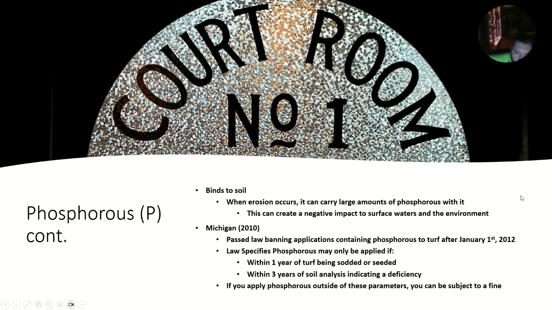And then phosphorus binds to soil pretty well. So when erosion occurs, it can carry a large amount of phosphorus with it. This can create negative impact on surface waters and the environment. And you'll notice a lot of algal blooms from the phosphorus, and that's probably one of the main reasons for Michigan making a law in 2010, which was passed banning the applications of phosphorus to turf. That law specifies that phosphorus may only be applied if within 1 year of the turf being sodded or seeded, or within 3 years of a soil analysis indicating a deficiency.